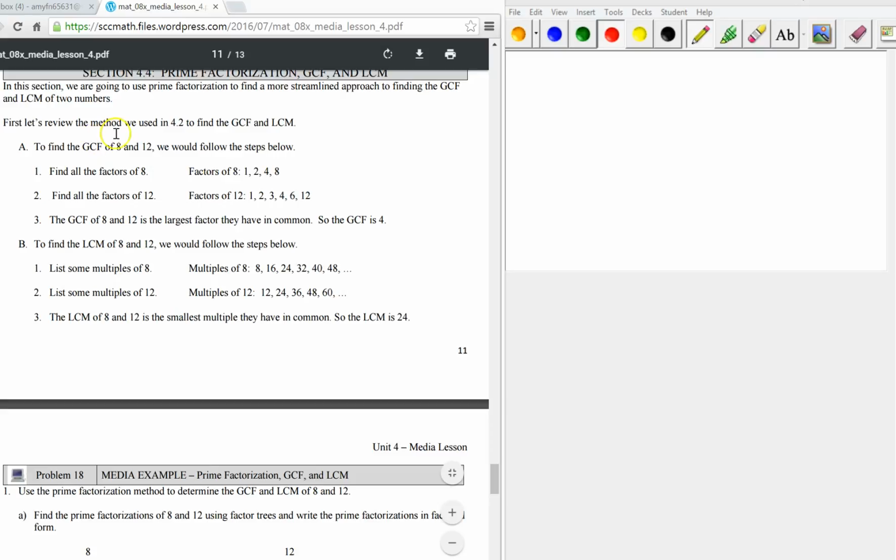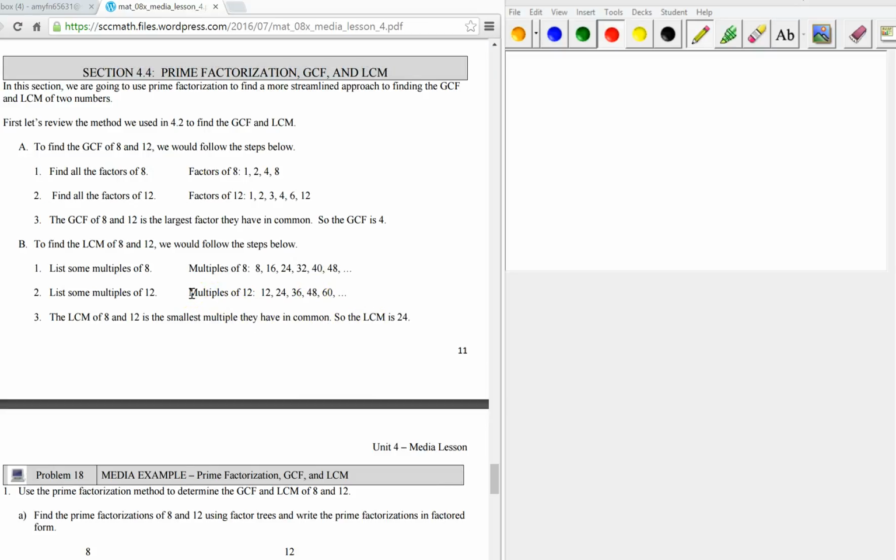First, we talk about greatest common factor. We look at two examples, have them list all the factors. So this is the first method: list a bunch of multiples till you find the common multiple, and we find the GCF and the LCM. Again, this can be tedious if the numbers are really large, so we want another method of more directly finding the GCF and the LCM if needed.